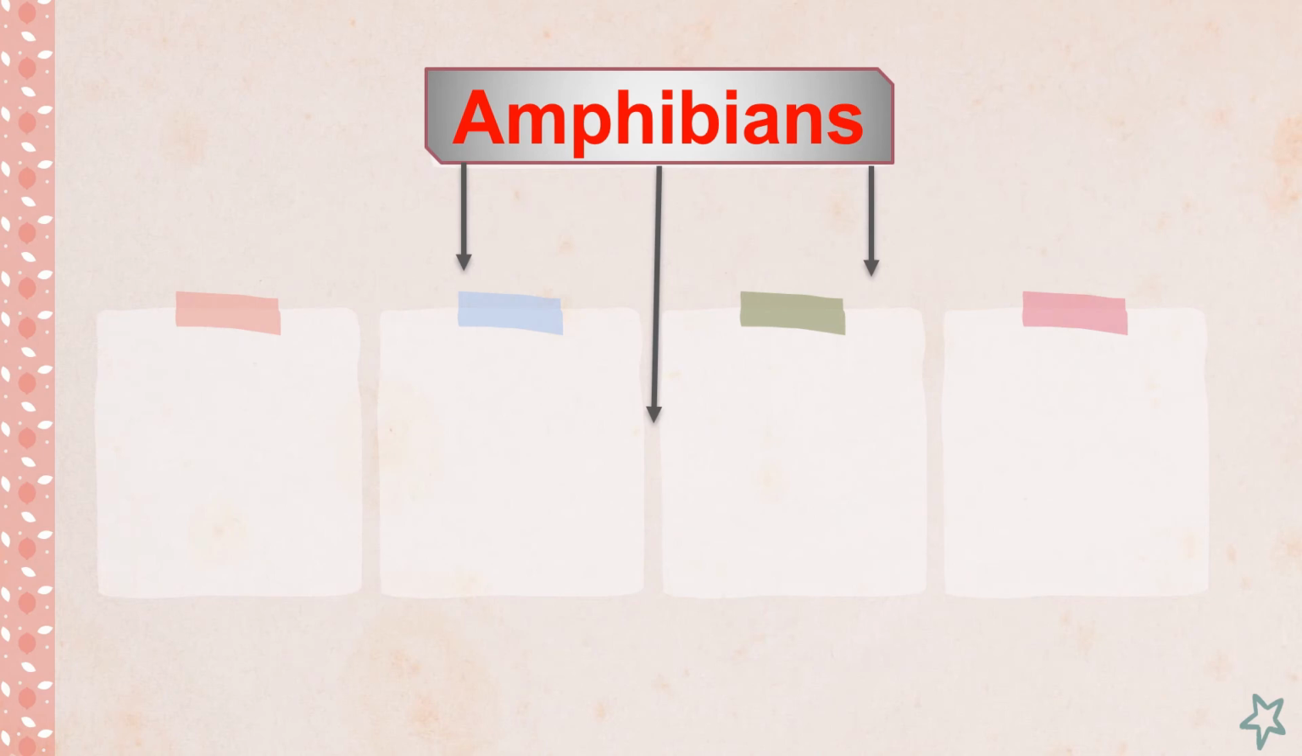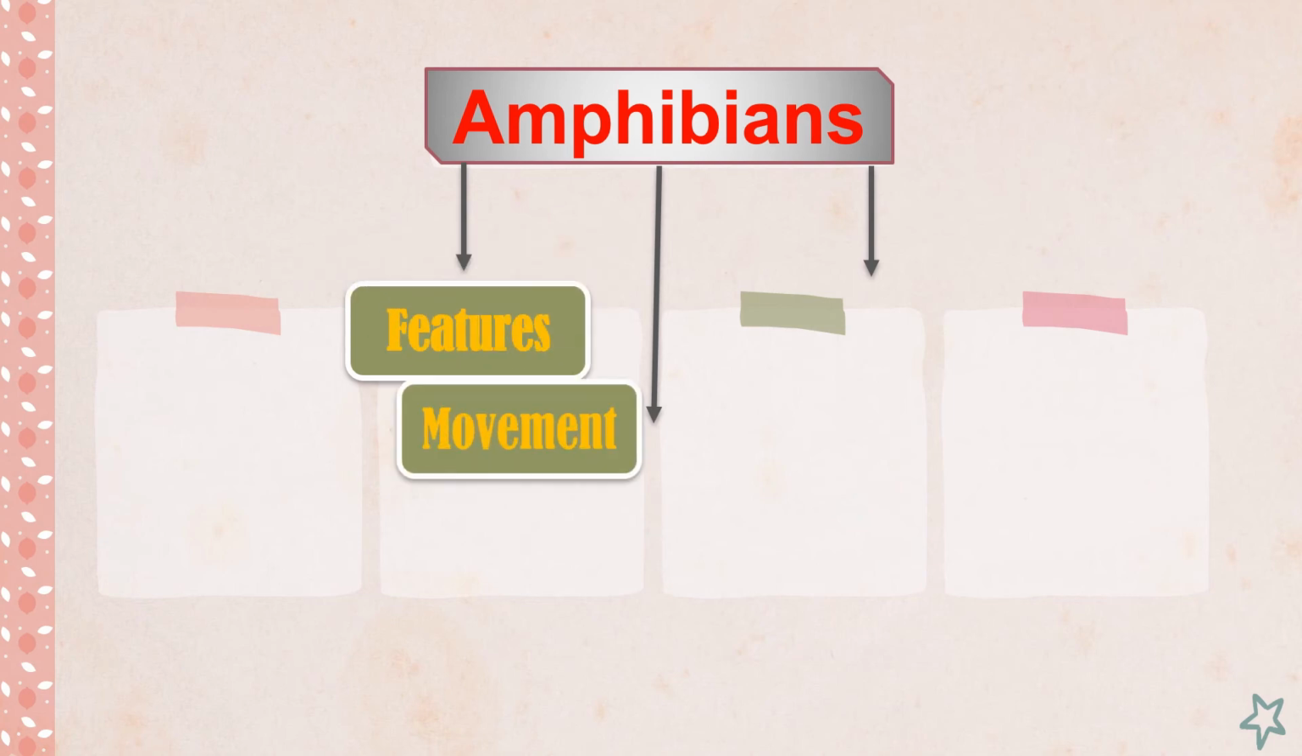Next is amphibians. These types of animals lay eggs in water. After the eggs hatch, they live in the water for a while. The first is features. They have 2 pairs of legs. The back pair are longer than the front pair for jumping.